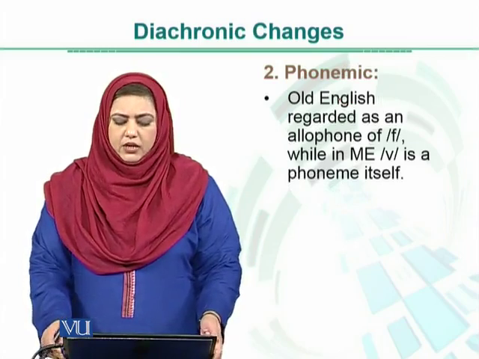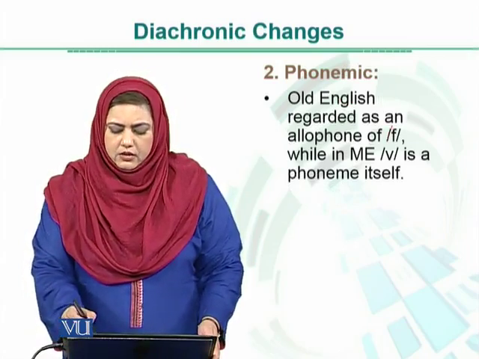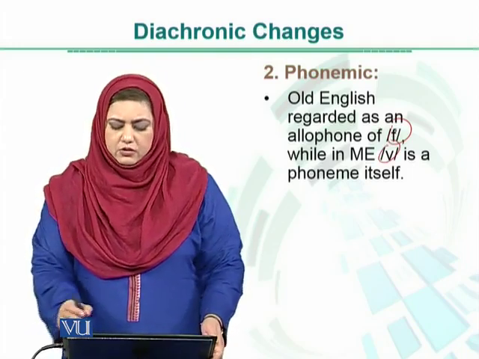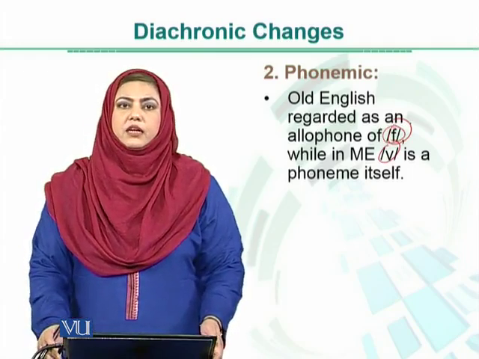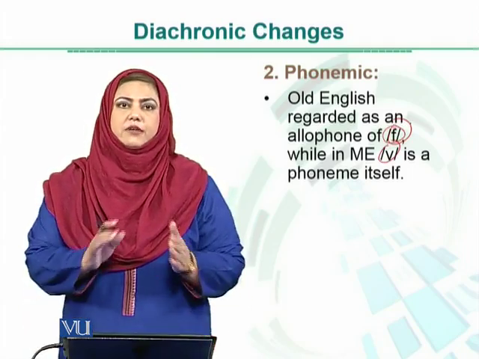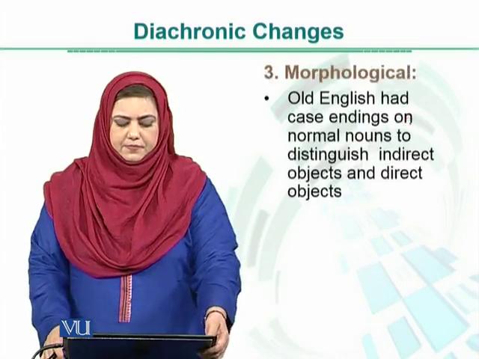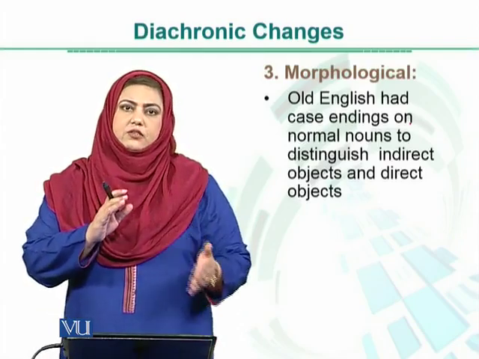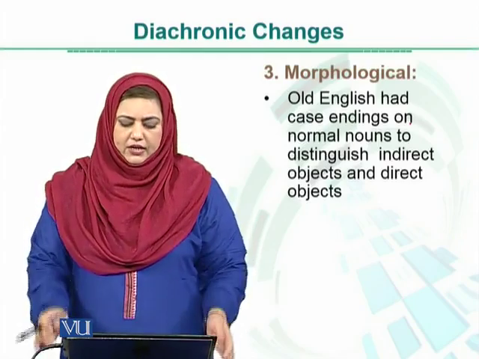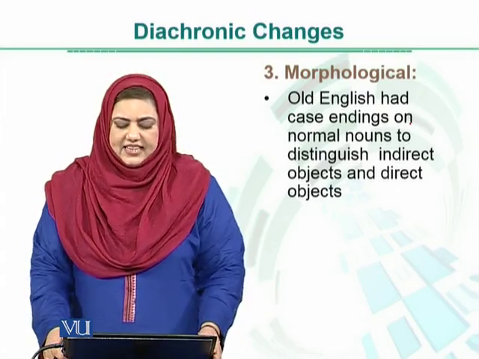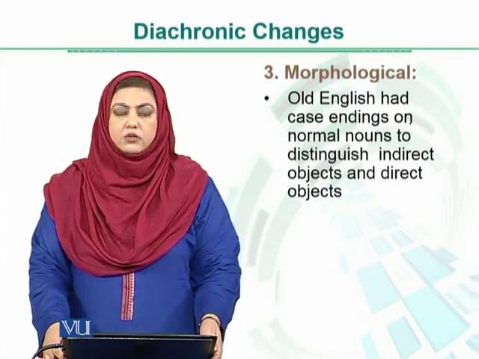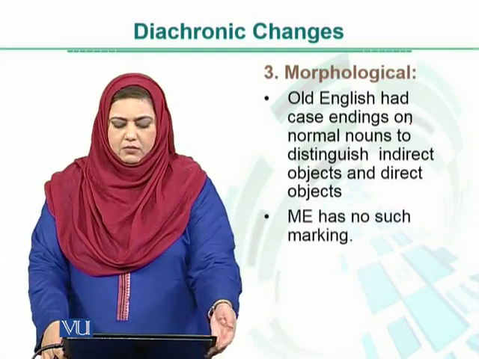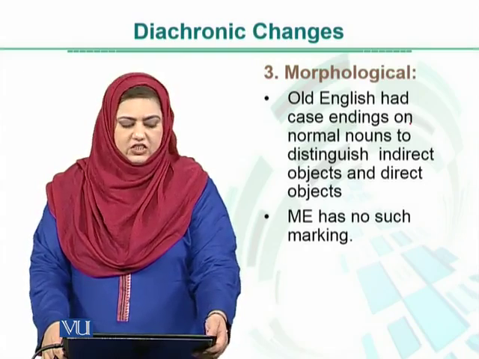Coming to phonemics, Old English regarded this f as an allophone, while in Middle English, v is a phoneme in itself. So, this f was used for both f and v in Old English, but today we have separate f and separate v. Quickly moving over to morphological changes that can be studied in the time context. Old English had case endings on normal nouns to distinguish indirect objects and direct objects. Modern English, of course, does not have any such marking.